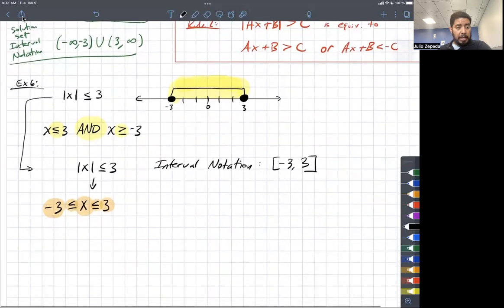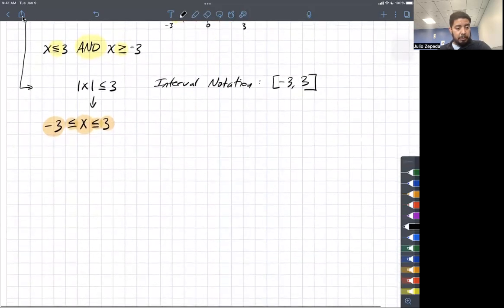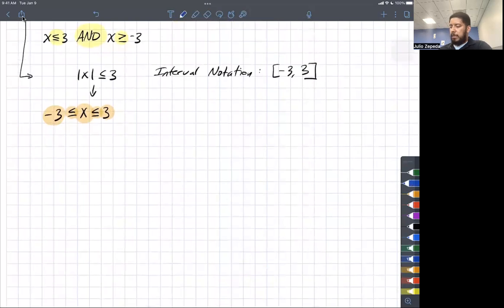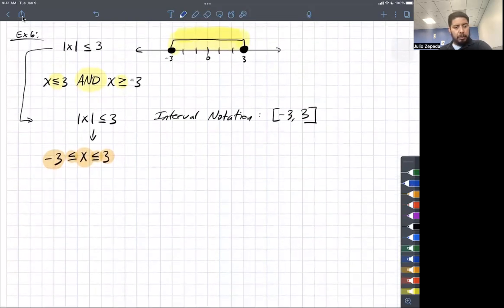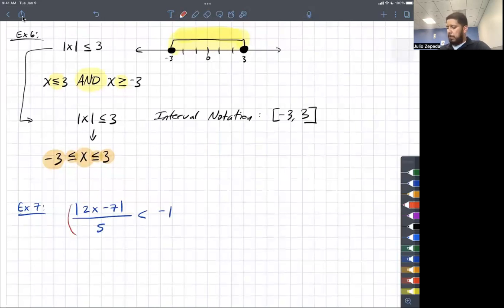All right, so let's take a look at an example. I'll try to do an ugly one. Maybe I can do a few quickly. This is just for anybody who wants extra practice. So we'll do example number 7. The absolute value of 2x minus 7 divided by 5 is less than -1. The first thing you can do here is multiply both sides by 5. And so we get the absolute value of 2x minus 7 is less than -5. So we've isolated the absolute value symbol.